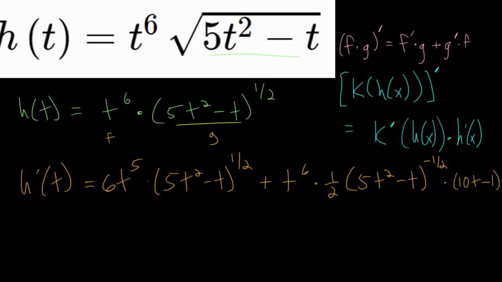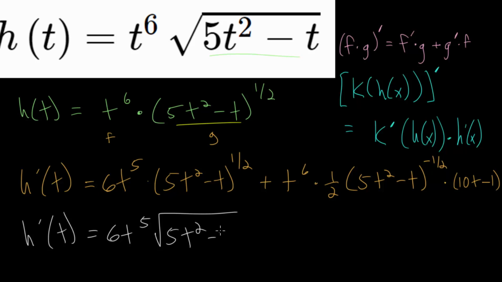We'll use a different color. We can write h prime of t. We'll just rewrite this first part. This is just 6t to the 5th. And if we want, we can write this as a square root again. We have 5t squared minus t plus, here we have t to the 6. We could distribute it here so that we have 10t to the 7th minus t to the 6th. All of this is multiplied by 1/2, so it's over 2. And this will also be in the denominator.